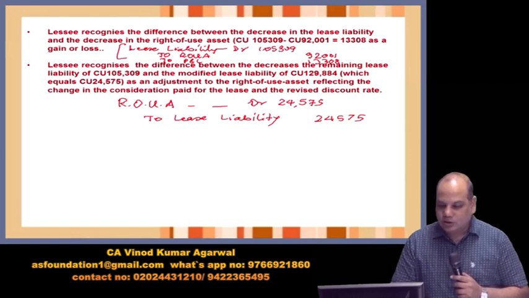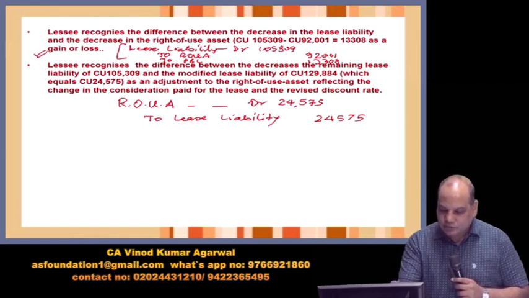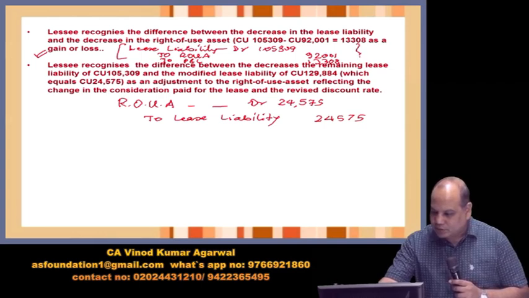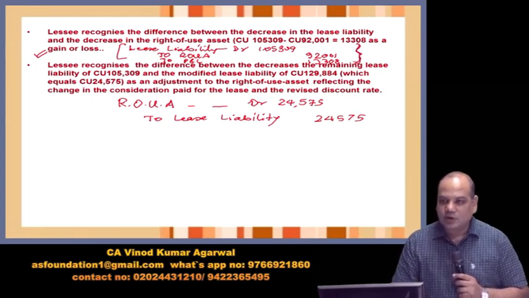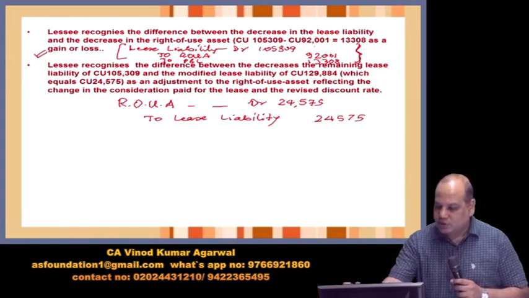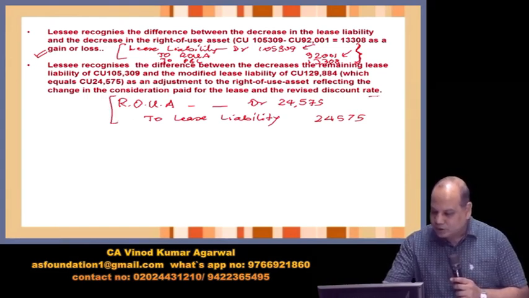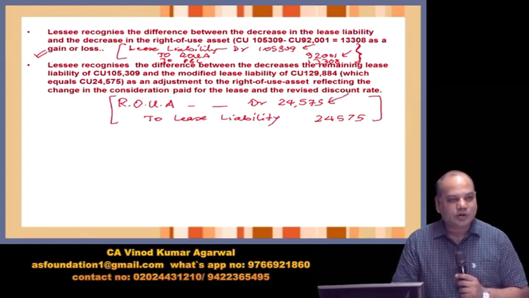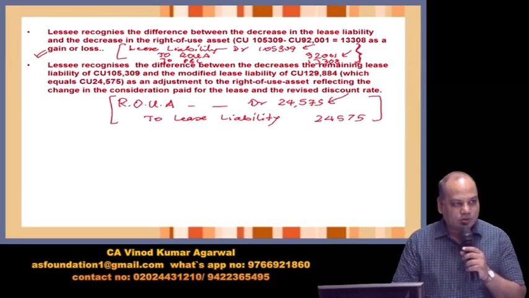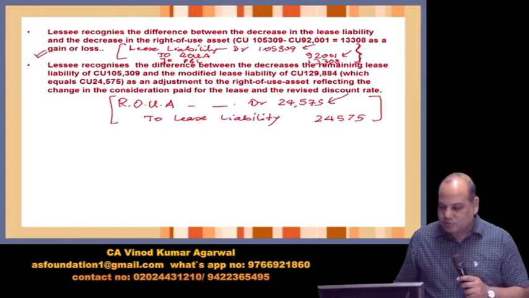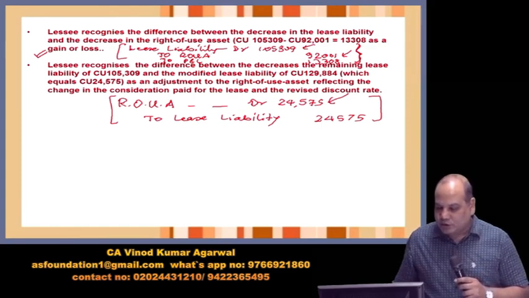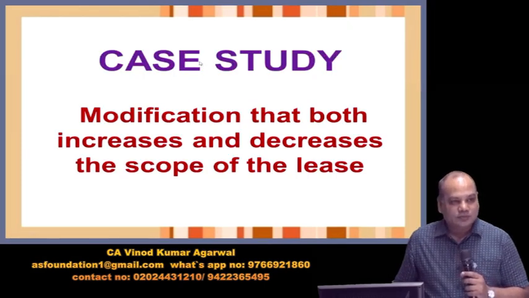Written journal entry. First entry, you de-recognize 50% of asset and liability. Because liability is measured separately, asset is measured separately, some difference may be there. And then you bring the liability value to your desired value by giving a corresponding second effect in right of use asset. Is it right? So this is my question where you will have to recognize gain or loss in P&L account if the scope of the lease decreases.